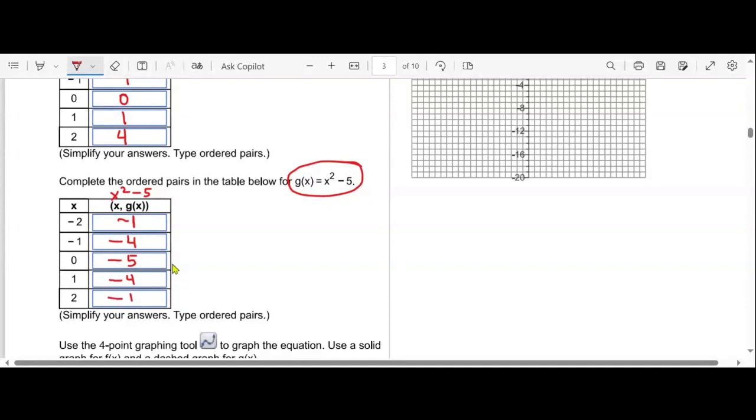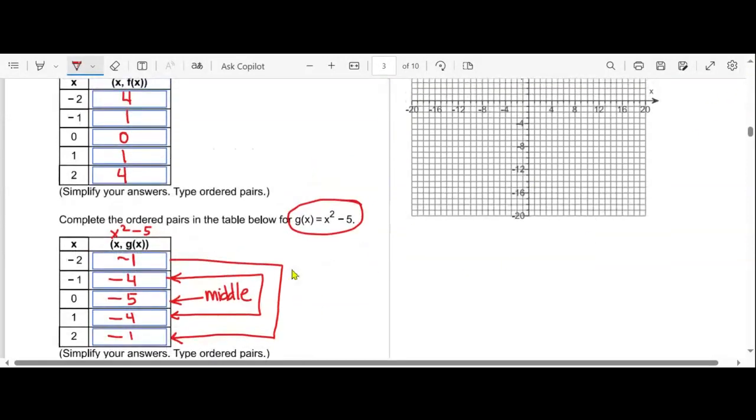Now you notice this point is like the middle point, right? And this point and this point are the same, correct? What do we call this middle point? Vertex. A vertex can be the highest point or the lowest point, correct?